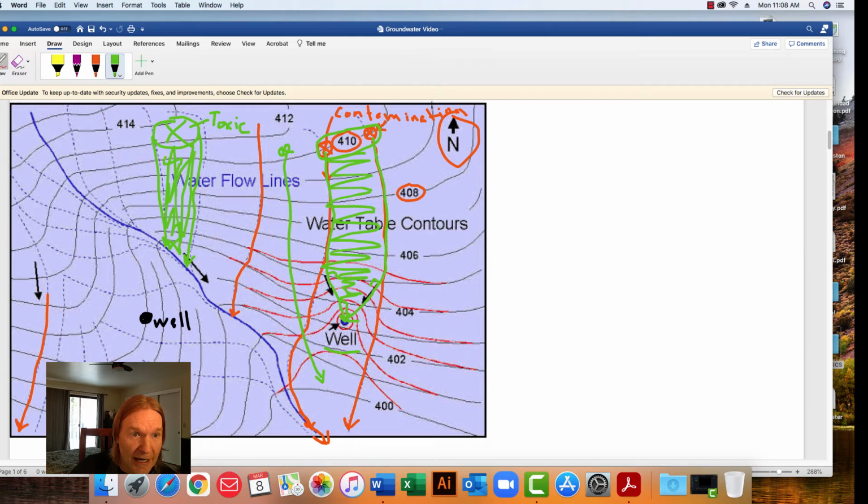Will it come up and out of the other side of the gaining stream? Will it come over here and get into the well? The answer is no. So what's going to happen is all of this toxic waste goes down here into the stream, and once it's in the stream, it becomes a surface water contaminant and just goes right down the waterway here. What it doesn't do is come up the other side. So this well is actually going to be safe under these conditions.